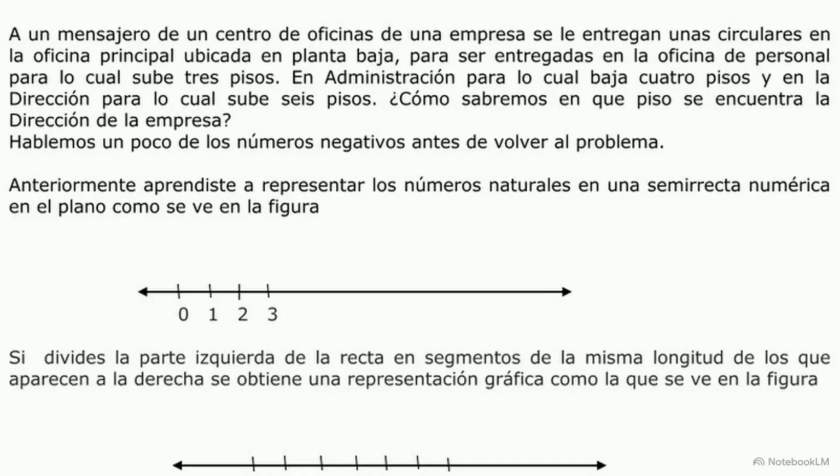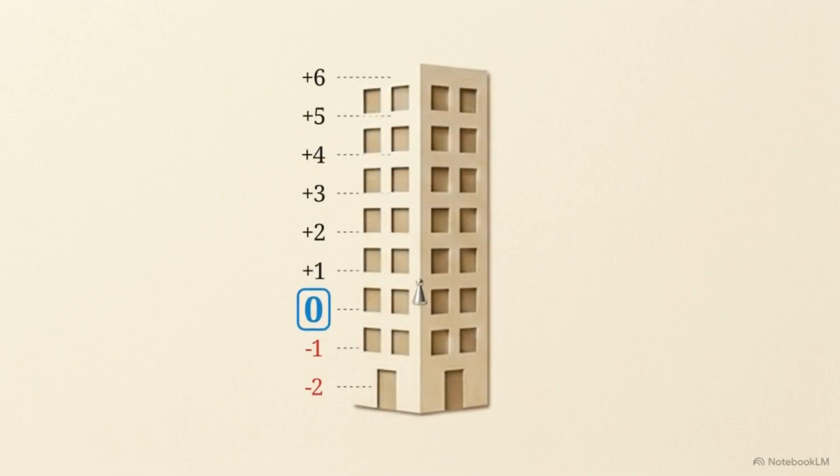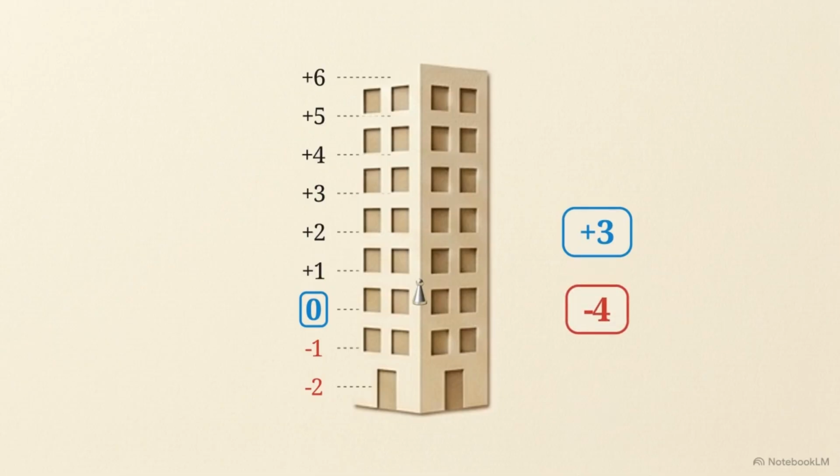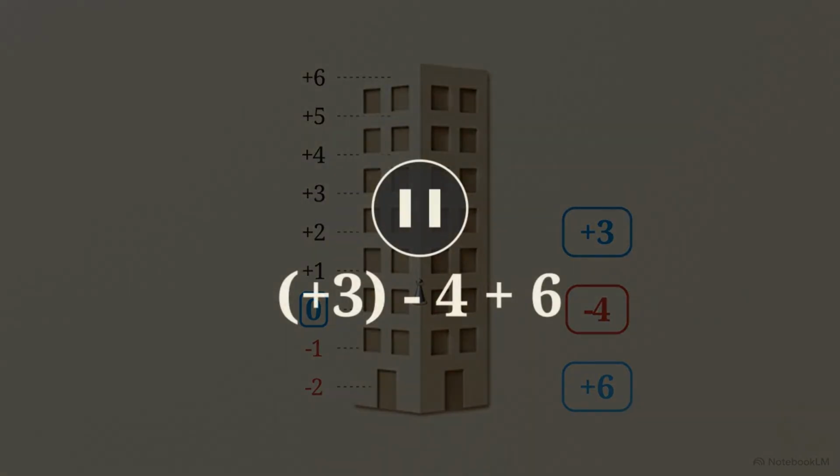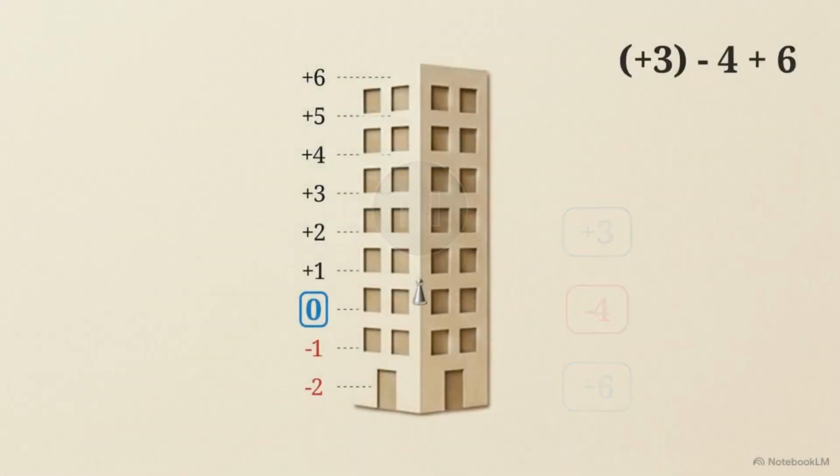Let's shift from a horizontal game board to a vertical word problem. This text outlines a task for a messenger in an office building. The messenger starts at the ground floor, which we call 0. He takes the elevator up 3 floors, then goes down 4 floors, and finally goes up 6 floors. Take a moment to calculate his final location. Pause the video and use the vertical axis to solve the equation. Positive 3 minus 4 plus 6.